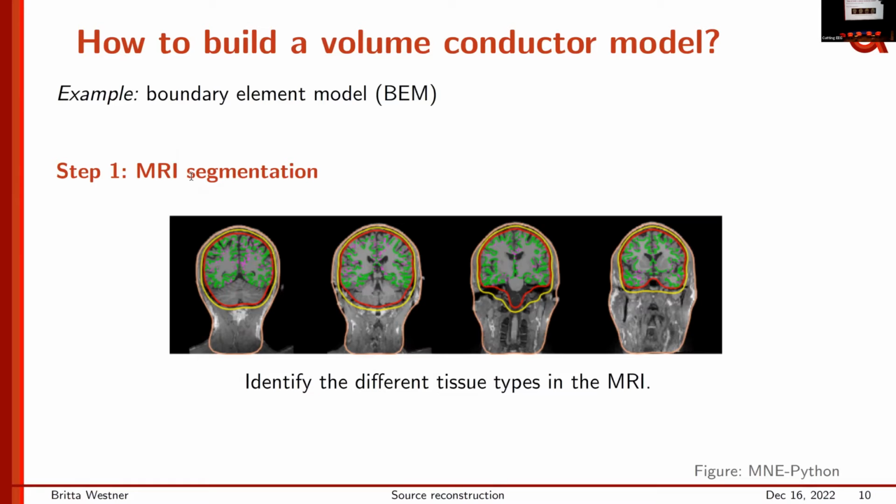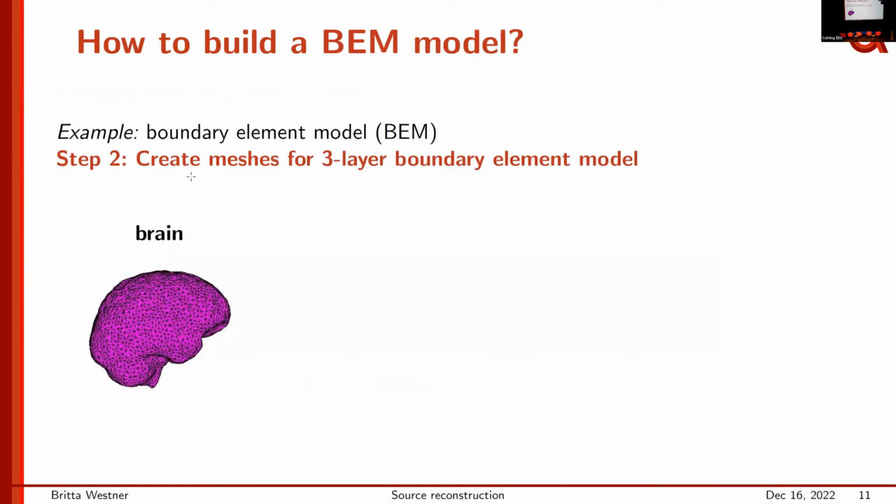So that's the first step. Now we basically have those boundaries on the MRI, but we want to create a 3D model out of it. And that we then do with some sort of tessellation algorithm. And it might look something like this.